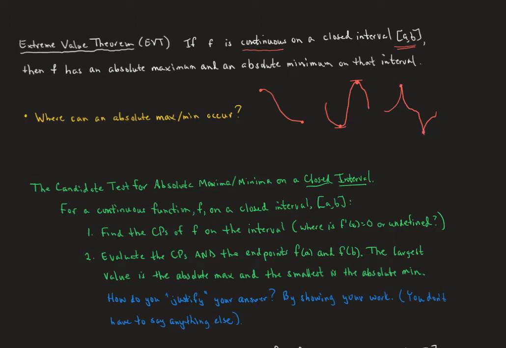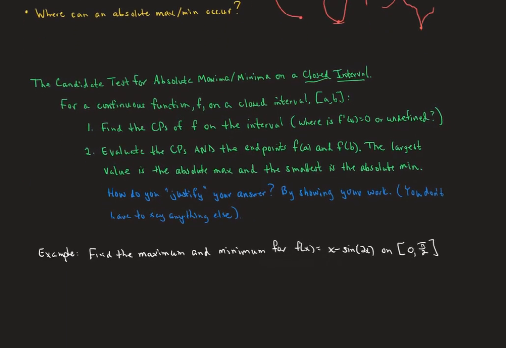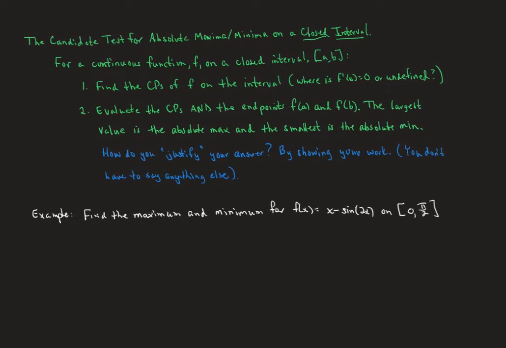So that means we're going to look at places where we have a derivative of 0 or an undefined derivative or an endpoint. Those are the only places we can get the largest or smallest y value, if it has a largest or smallest y value. So this leads to what's known as the candidate test for absolute extrema on a closed interval.